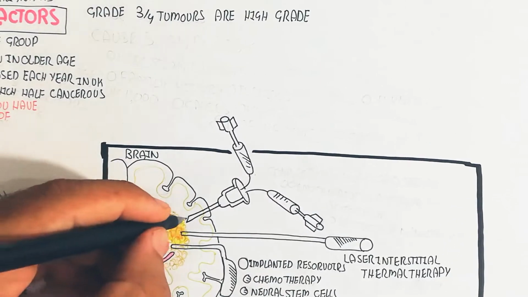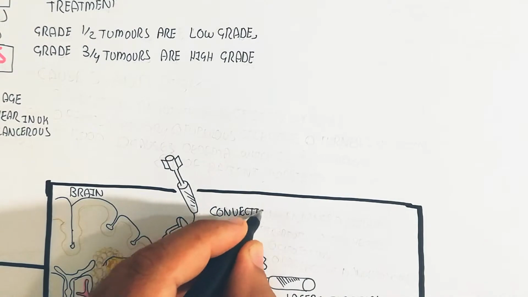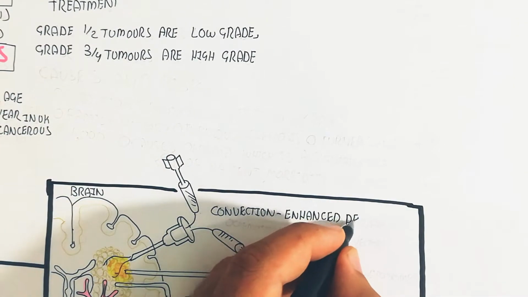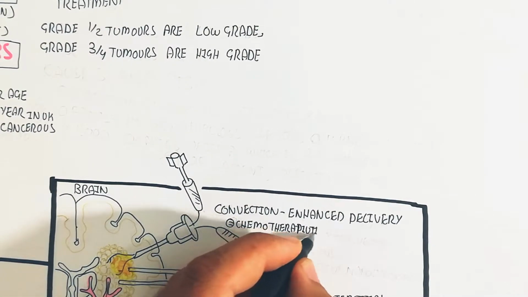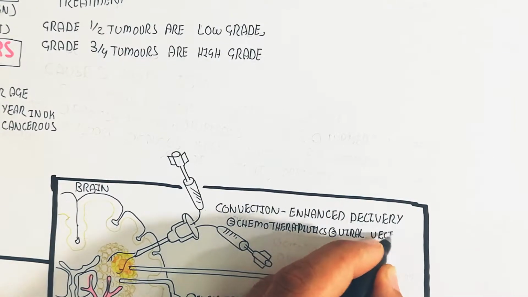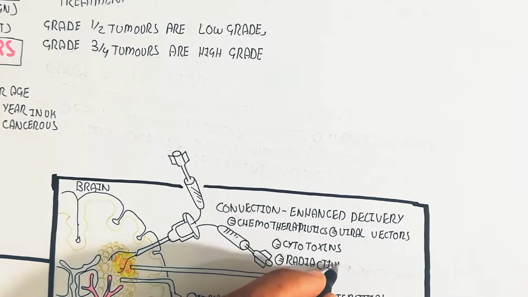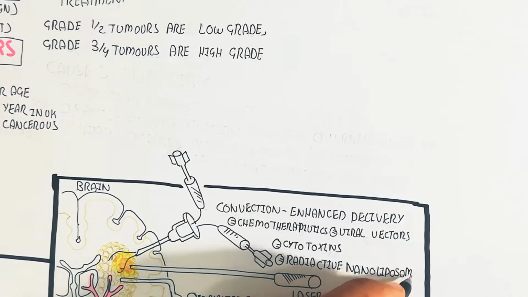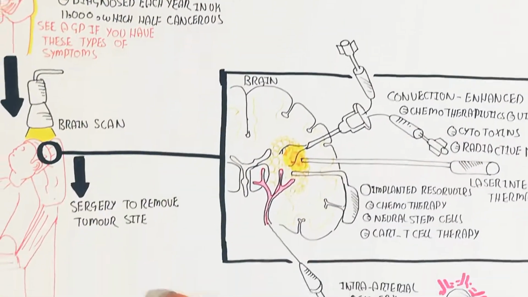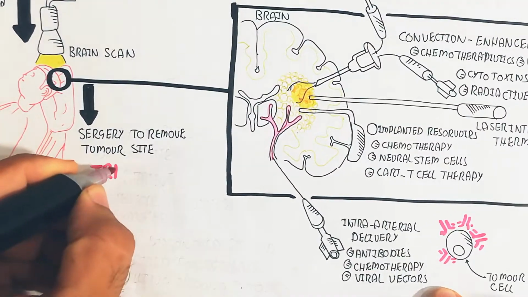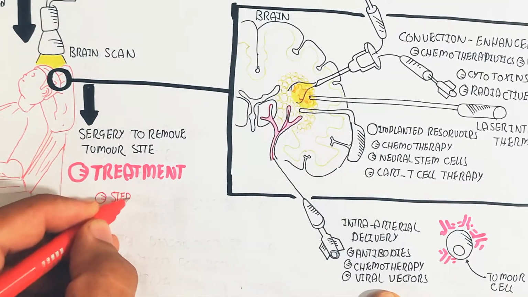I am repeating again the convection enhanced delivery mechanism, which delivers chemotherapeutic agents, viral vectors and cytotoxins. A cytotoxin is a toxin that kills the cell, and radioactive nanoliposomes. So thanks for understanding. So here is the treatment.